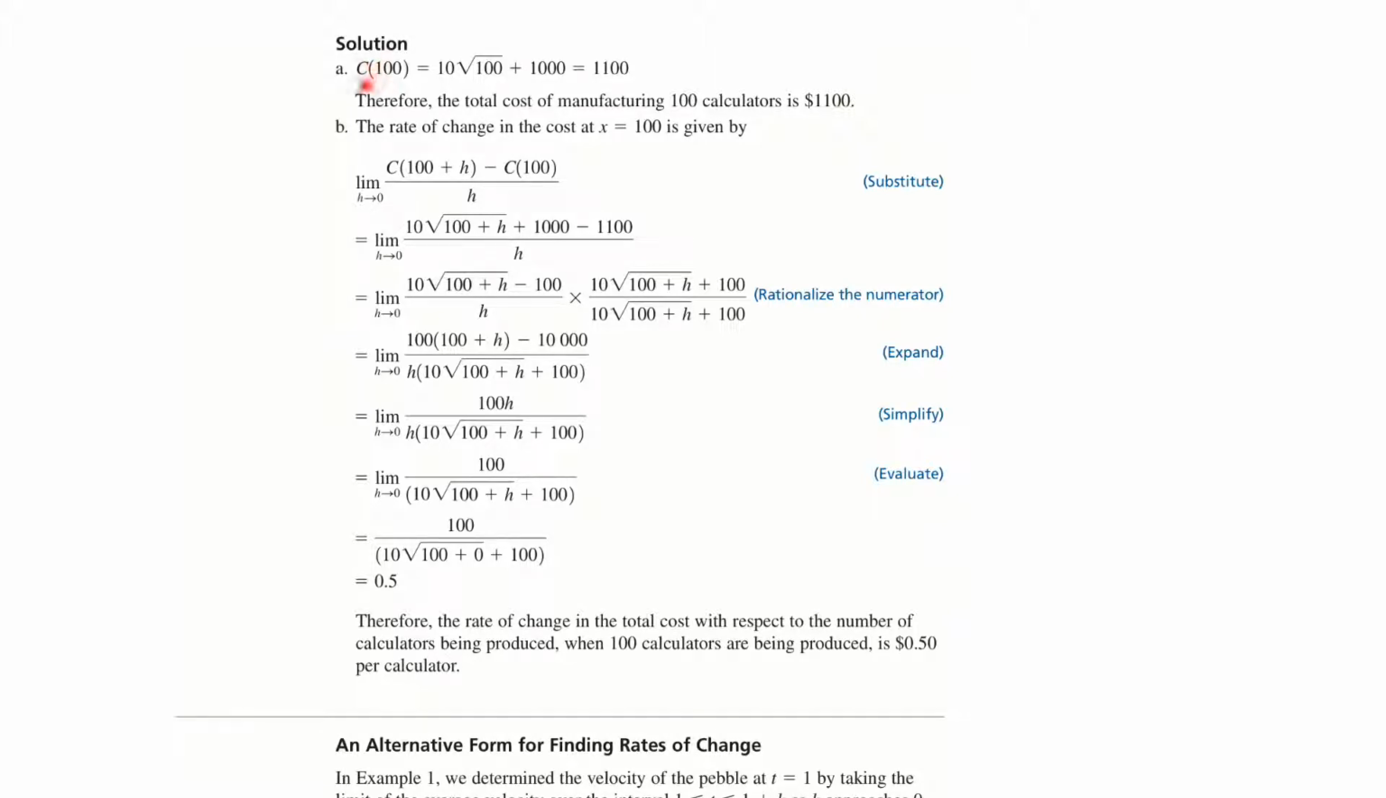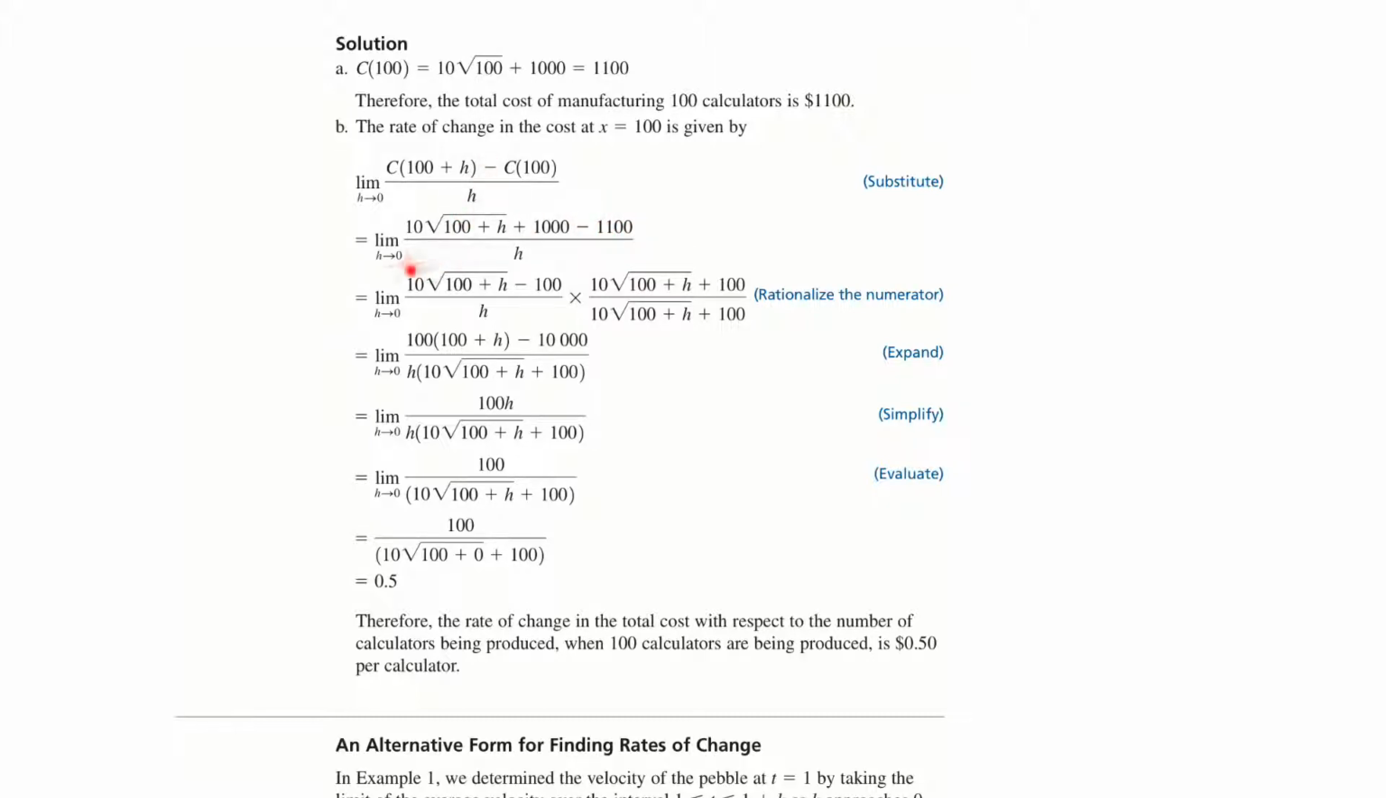As we talked about, the cost of 100 is 1100, and the rate of change in the cost at x equals 100 can be found as the limit of C at 100 plus h minus C at 100 divided by h as h approaches 0. We find C at 100 plus h, which is 10 square root of 100 plus h plus 1000, and C at 100 equals 1100.